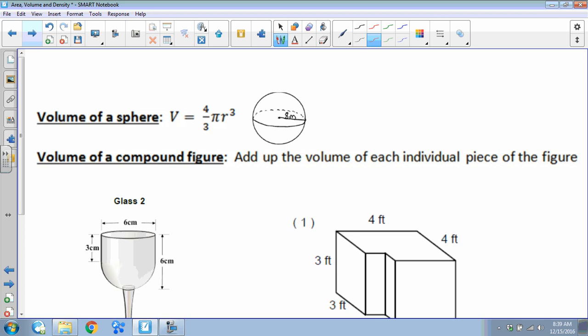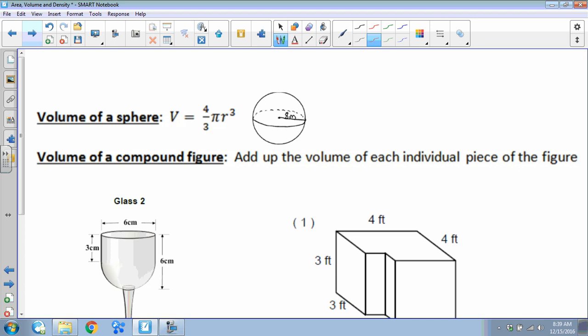I tried to look it up and it was above my paper. Okay, so 4/3 pi r cubed. So in all of these, if they give you the diameter, you need to have the radius. If it's a circle, okay, things like that.